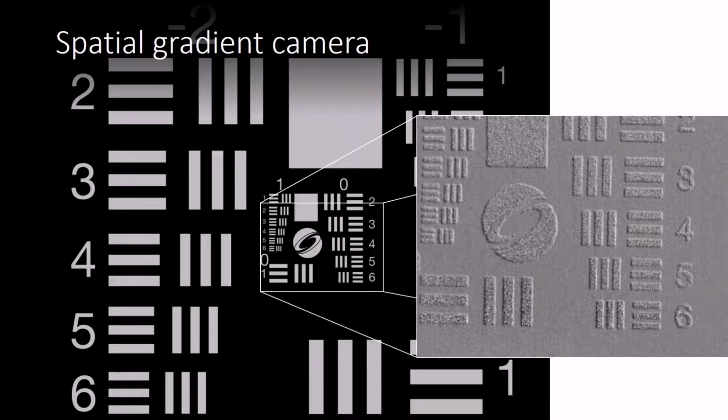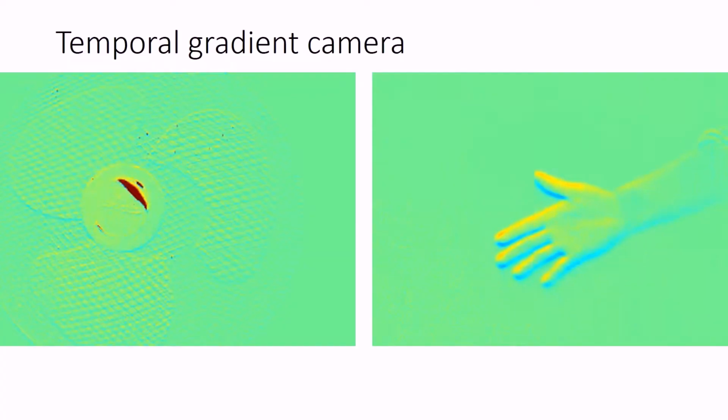Our camera can also be configured to sense spatial gradients. Here we use the birefringent crystal to create two copies of the image on the sensor. Then we subtracted one from the other in hardware. This highlights texture edges, while homogeneous areas produce on average zero signal.